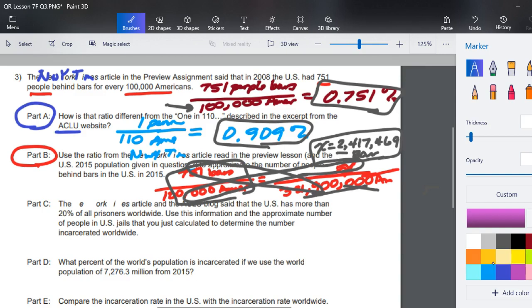So now Part C. We're still talking about the New York Times article, and the ACLU blog said that the United States has more than 20% of all of the prisoners worldwide. Use this information and the approximate number of people in U.S. jails that we just calculated, this number right here, to determine the number of people incarcerated worldwide.